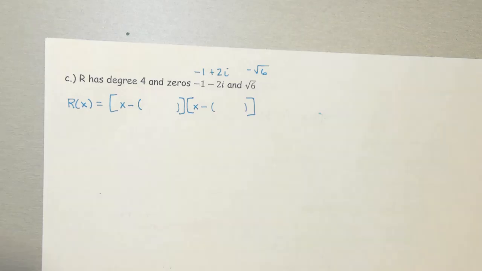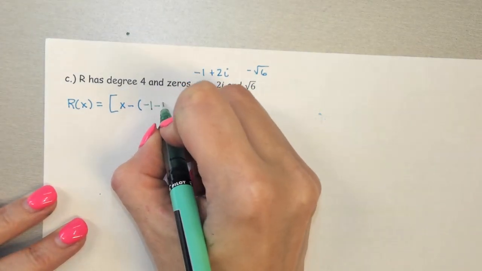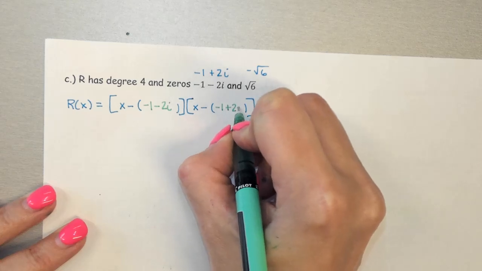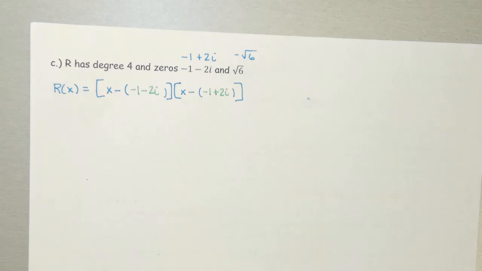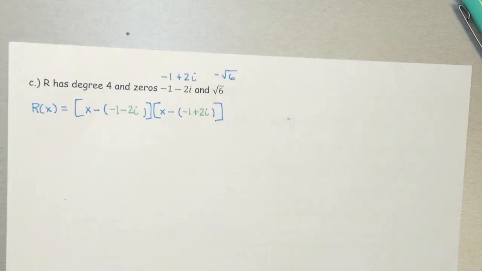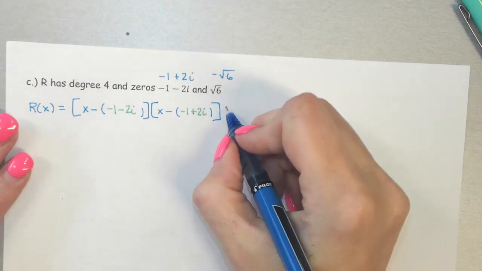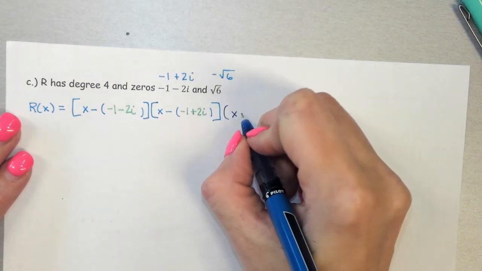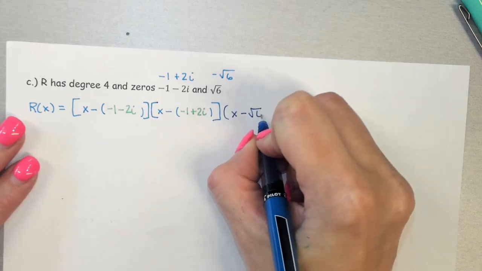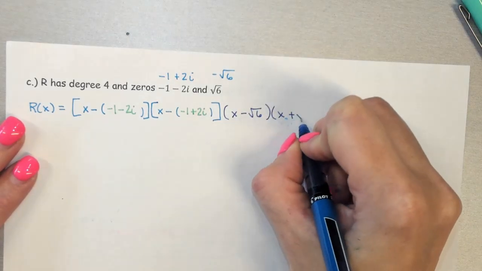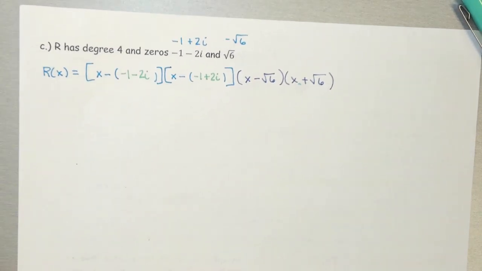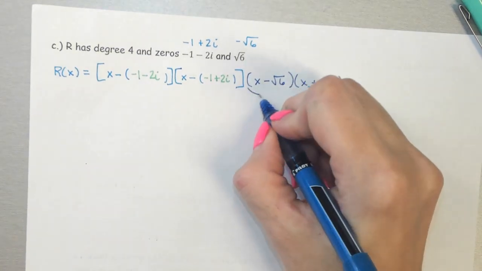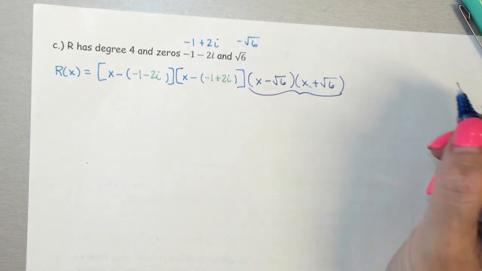Okay, and that's if it's a binomial. So you have -1 minus 2i, and you have -1 plus 2i. Okay, that's how you start. For the √6's, you don't have to have brackets because it's one term. So you can do x minus √6 and x plus √6. Okay, and as long as you multiply the conjugates together, it doesn't matter what order you go in. It might be easier for you to start with these.